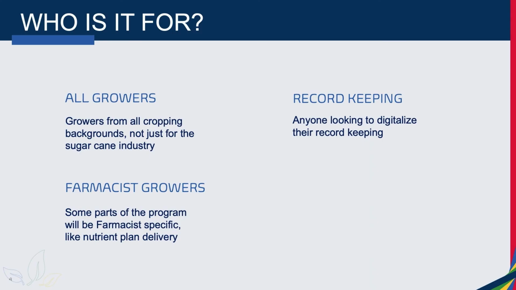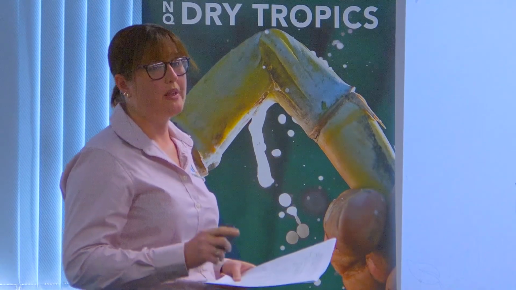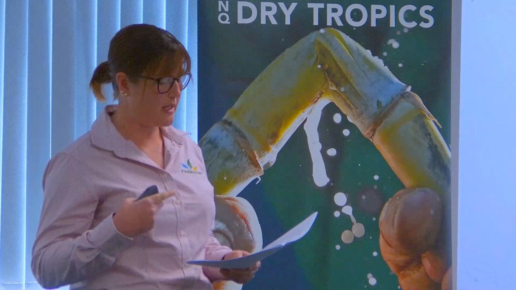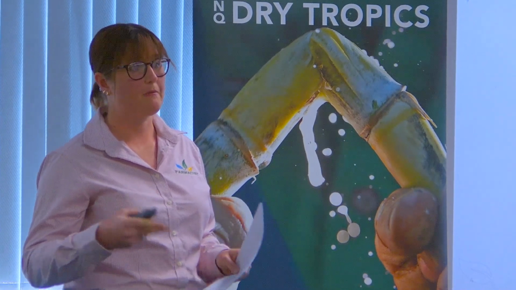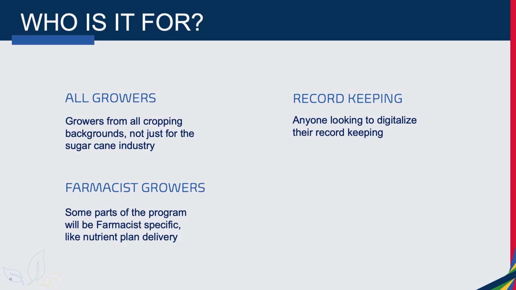So who's it for? It's for all growers. Farmacist is in the name, but it's for any grower who's interested in viewing their farm spatially and electronically. At the moment, the app supports sugarcane, legume and banana cropping, but all can be supported, and this is coming. It's for pharmacist growers, so they will have electronic delivery of plans and recommendations and other pharmacist-specific data. This does not mean the app is limited to only pharmacist clients. It just means that they have more of their information that can be put on the app by pharmacists themselves. And record keeping, again, anyone can bring their record keeping to the program where it's digitized and easily available.